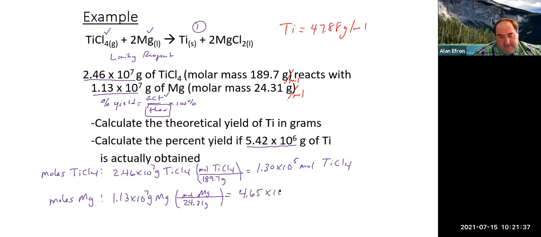4.65 times 10 to the 5 as well, moles of magnesium. So this is really your starting amount of both of those, in terms of moles in this particular problem. Any questions on that so far? All right, so again, I'm going to do the ICE table approach here.